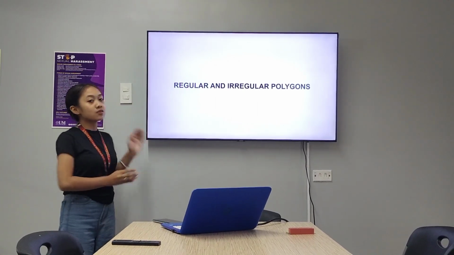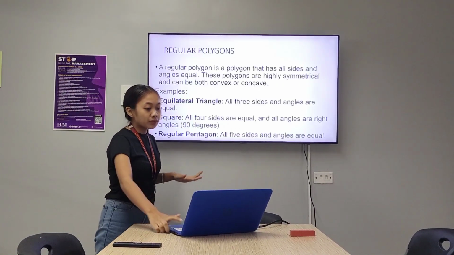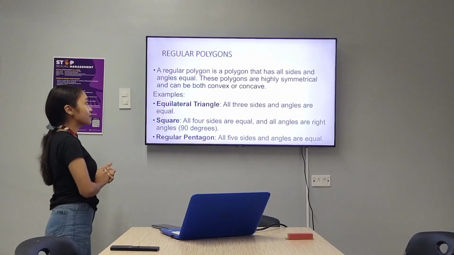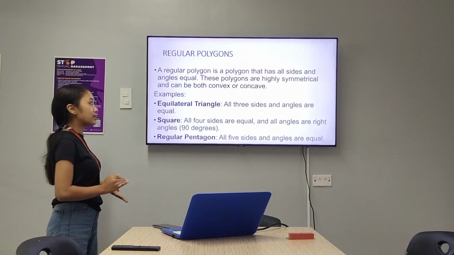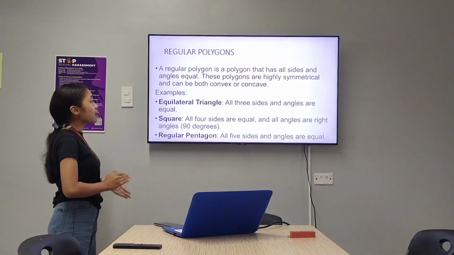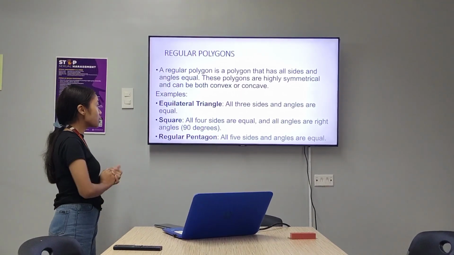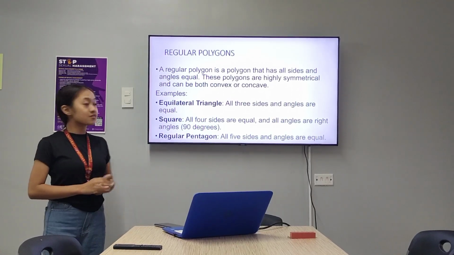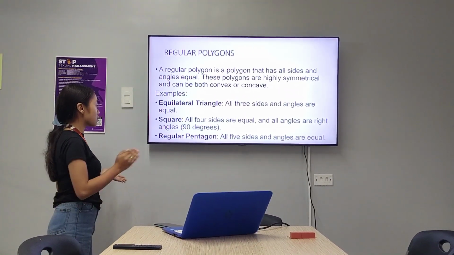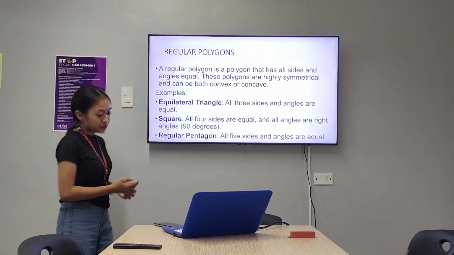In polygons, we also have regular and irregular polygons. A regular polygon is a polygon that has all sides and angles equal. These polygons are highly symmetrical and can be both convex or concave. The examples include the equilateral triangle, in which all 3 sides and angles are equal; the square, where all 4 sides are equal and all angles are right angles; and the last one for my example, a regular pentagon, where all 5 angles and sides are equal.